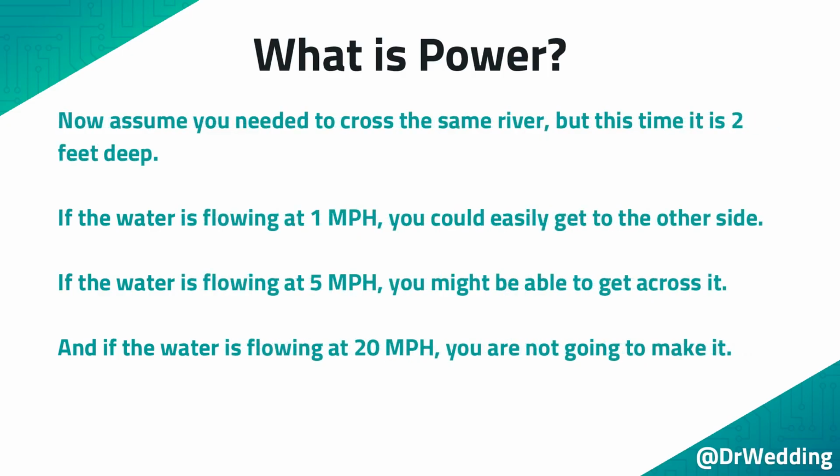Now assume you needed to cross the same river, but this time it is 2 feet deep. If the water is flowing at 1 mile per hour, you could easily get to the other side. If the water is flowing at 5 miles per hour, you might be able to get across it. And if the water is flowing at 20 miles per hour, you are not going to make it.